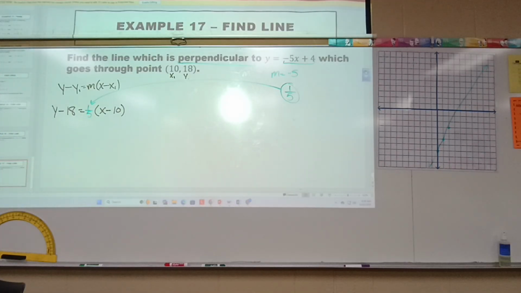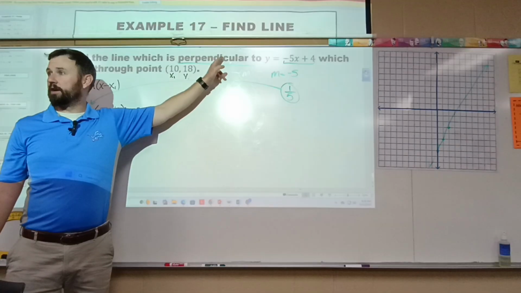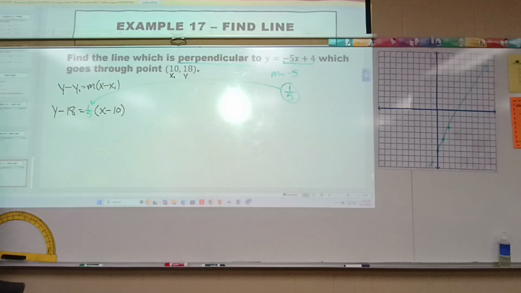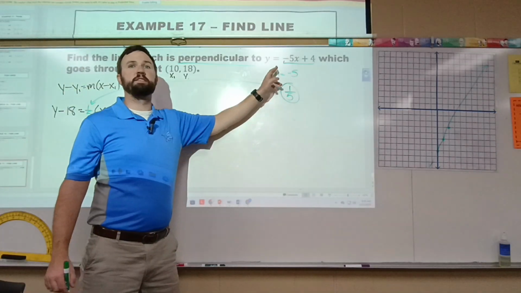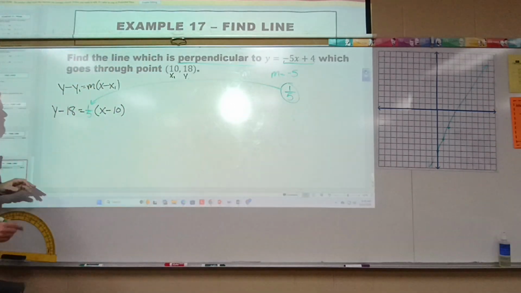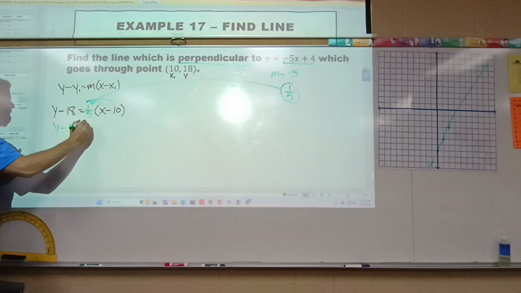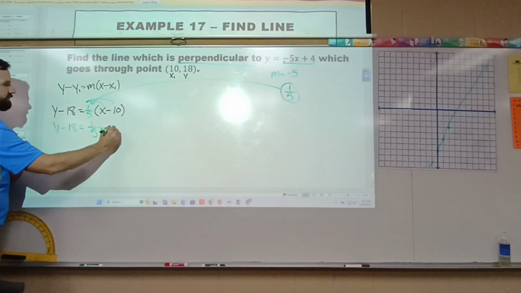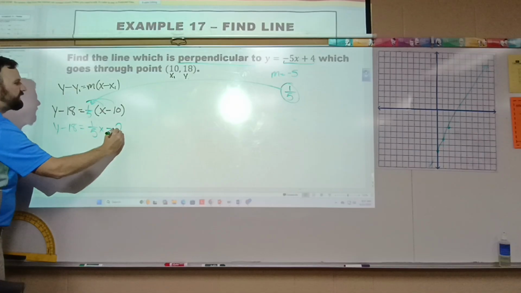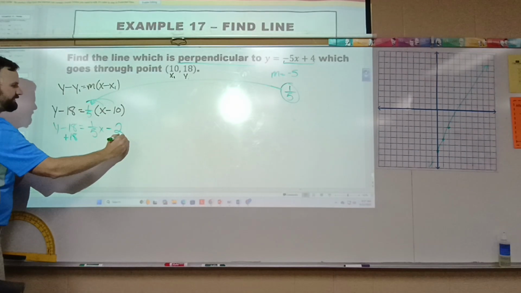Okay? So the number one mistake made whenever I've given tests with this is make sure you read if it's perpendicular or parallel, right? Make sure you read that. Number 2 is make sure you change your signs. -2 positive or +2 negative. All right, distribute. What's 10 divided by 5? Yeah, 2. Add my 18.